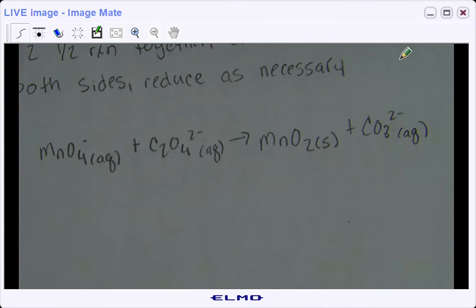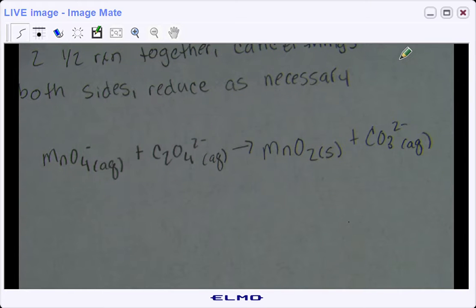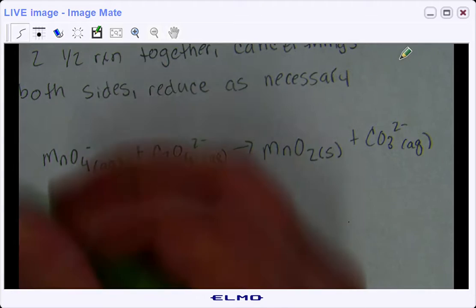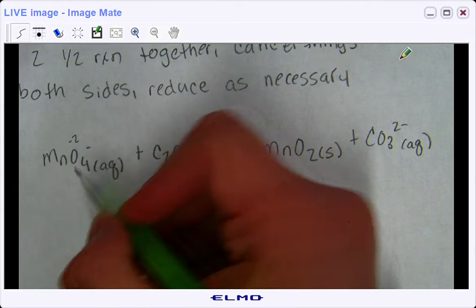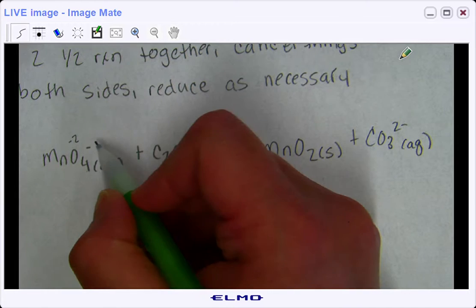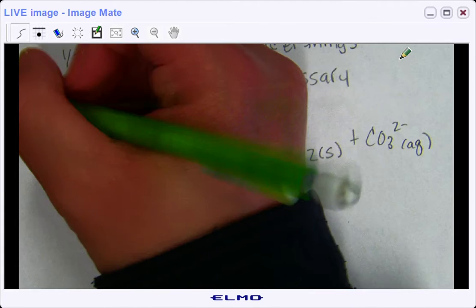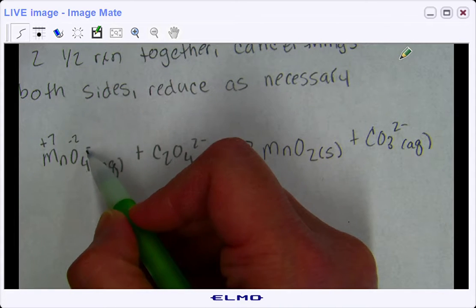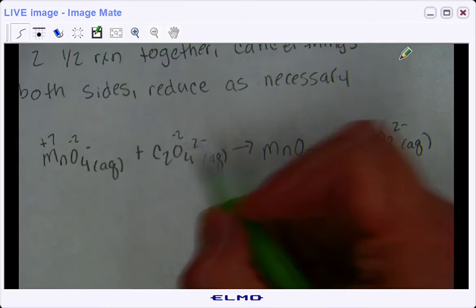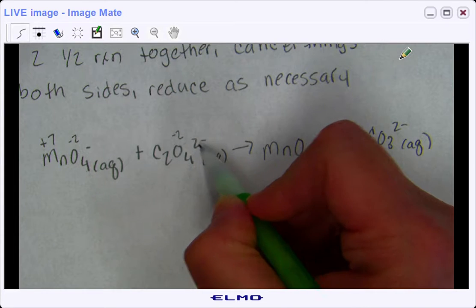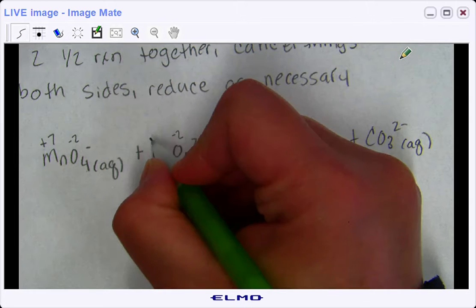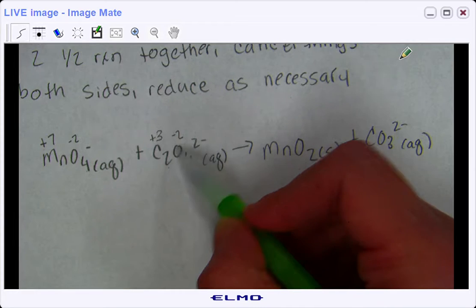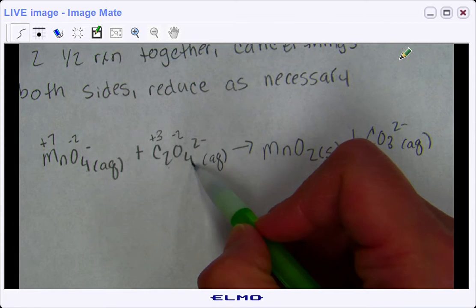All right. So our first step is going to be to assign oxidation numbers, and you'll notice the net ionic equation's been provided. So oxygen is a -2, 2 times 4 is 8. The overall charge of the ion is a -1, so manganese has to be a +7. +7 minus 8 is -1. Oxygen is a -2. The overall charge of the ion is also 2 minus. So my carbon here is going to be a +3. 3 times 2 is 6. A +6 minus a -8 is -2.